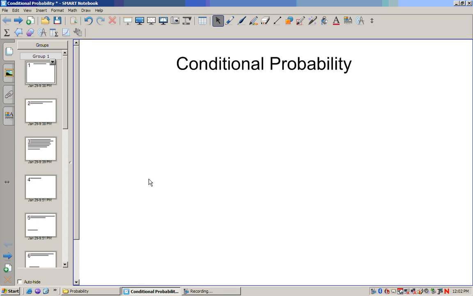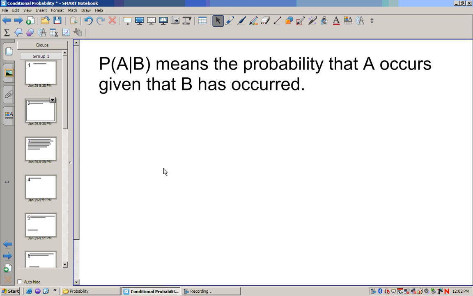Hello, welcome to our unit on conditional probability. We've learned a little bit about this before. This notation, probability A, vertical line B, means it's the probability that A occurs given the fact that B has occurred. So "given that" is what that vertical line really means. This probably doesn't make a lot of sense right now, but as we get through some problems, hopefully you'll understand.